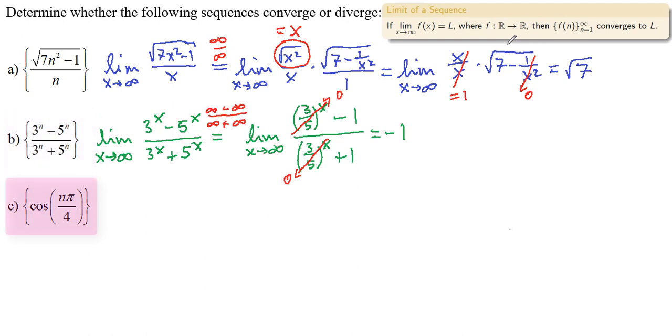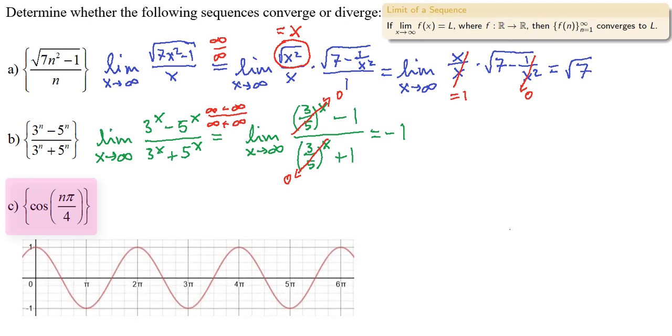For the third sequence, taking the limit is not so easy. Let's instead use a graph and determine what the sequence looks like. We have chosen our graph very carefully by choosing tick marks of pi over 4. So when n is equal to 1, the first term of the sequence is cosine pi over 4, which has this value on the graph.